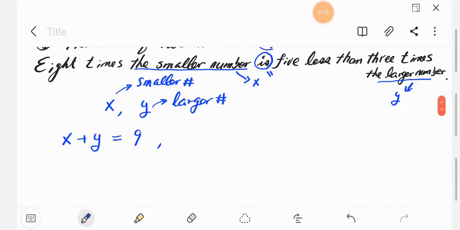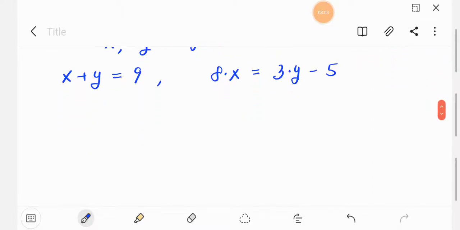So for the second sentence, we can write it like this: 8 times the smaller number x is replaced with the equal sign. 5 less than. Remember, less than or more than. Then we're going to write the right hand side first. So 3 times the larger number minus 5, right? So 3 times the larger number, which is y, and then 5 less than, so minus 5. So we have two equations. And after this, we will find the numbers.